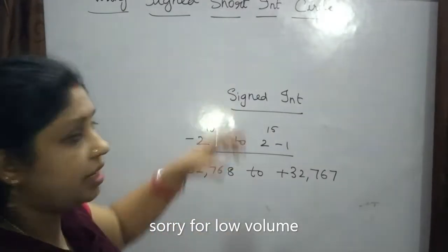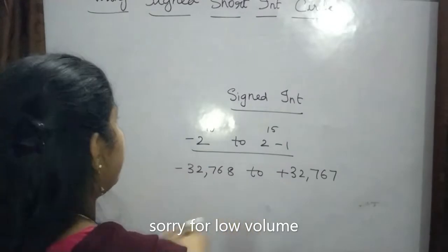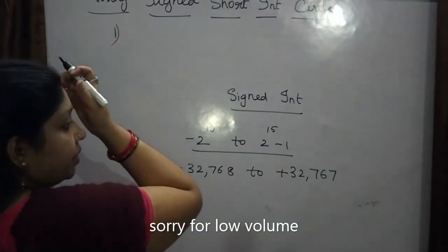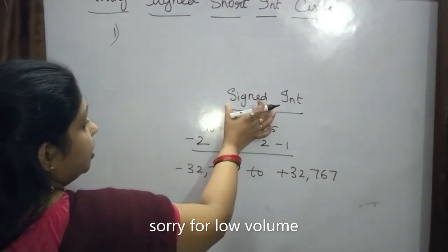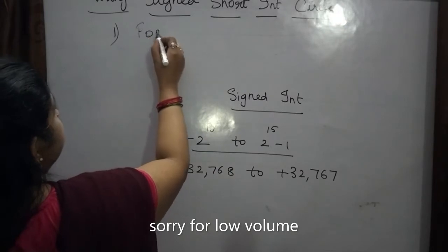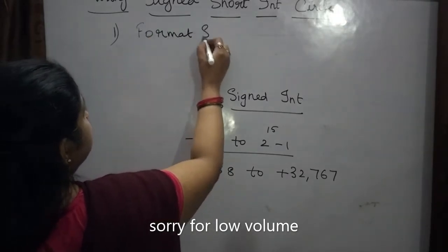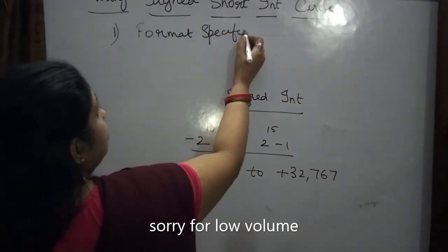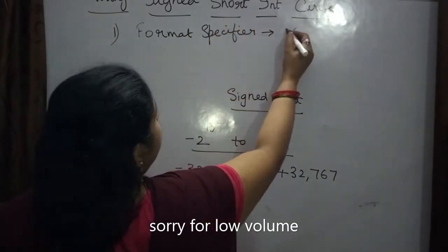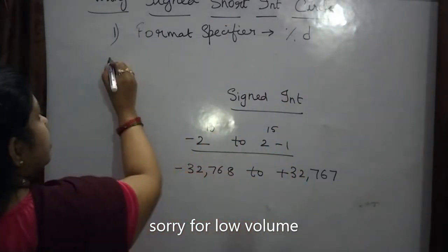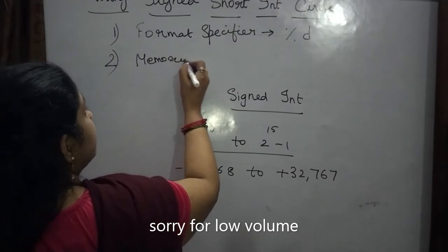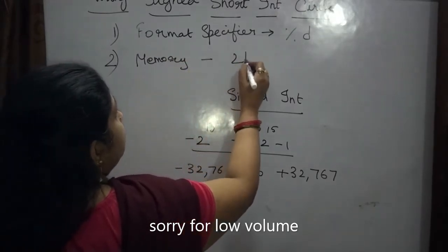Before we go to that particular circle, we will again see the properties of this signed int. I will just briefly write them on the board. Properties of signed: first thing is the format specifier. The format specifier for signed short int is %d. You know this. Second, the memory size, how much it is going to take: 2 bytes of memory.